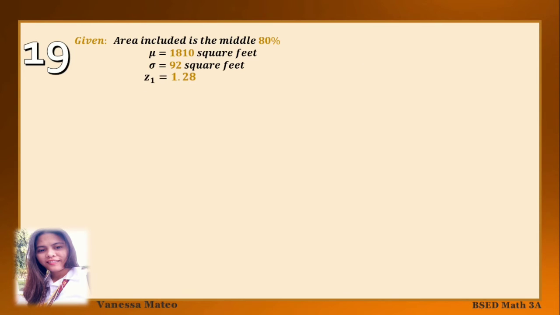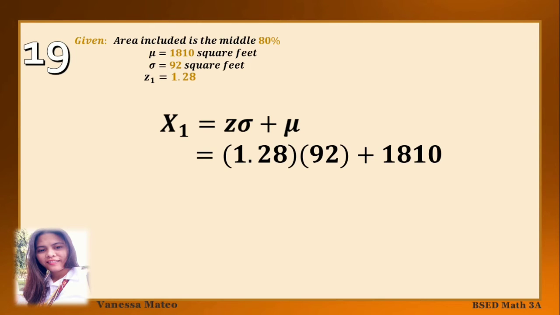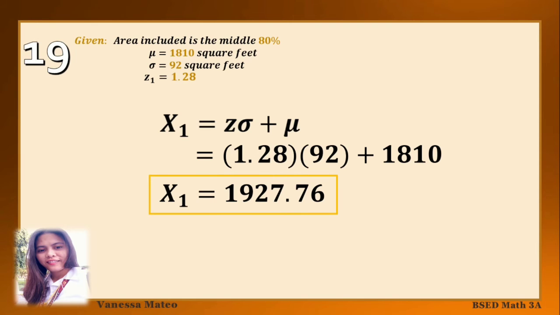Now let us find the maximum value using this formula, and just plug in the corresponding values for the z value, standard deviation, and the mean. So we have x sub 1 equal to 1.28 times 92 plus 1,810. With the use of our calculator, x sub 1 will be equal to 1,927.76. We now have the maximum size of the homes the contractor should build.